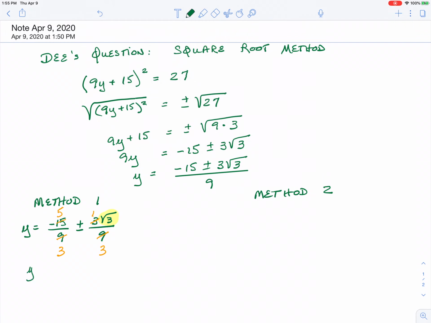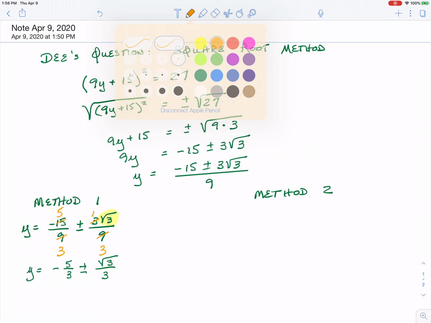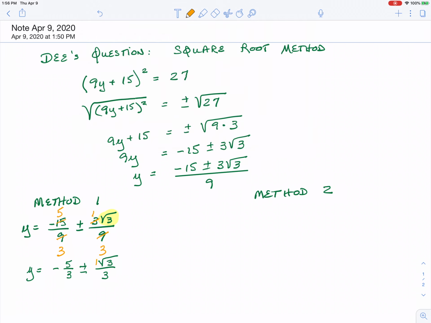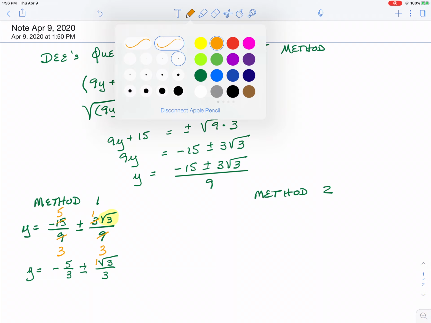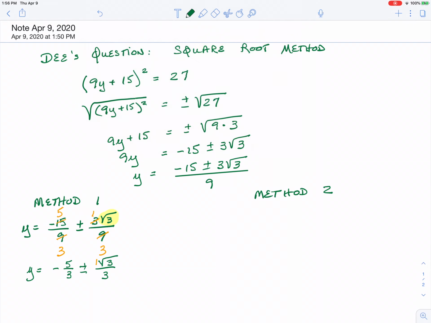you can see that I have two fractions. One is negative 5/3 reduced, plus or minus, and the other one is the square root of 3 over 3, and I am not going to write this 1 in here. Just like you don't write a 1 in front of a 1x, I'm not going to write the 1 in front of the square root of 3. I'm going to leave it there for just a minute, but normally you don't write that.